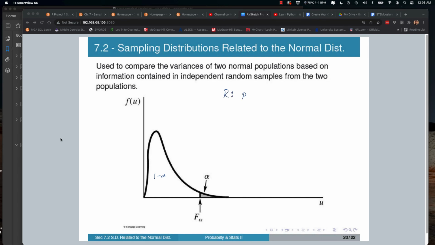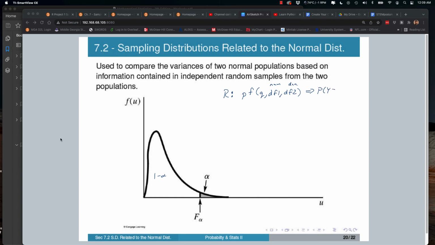So in R, we can use the pf function to find probabilities, and it takes in your quantile value that you want y to be less than or equal to, the numerator degrees of freedom, or df1 as R calls it, and df2, which is your denominator degrees of freedom. The order in which you put these in is important because it changes the shape of the distribution and will give you different answers if you don't put them in right. So this is numerator, and this is denominator. This gives you the probability that y is less than or equal to q.